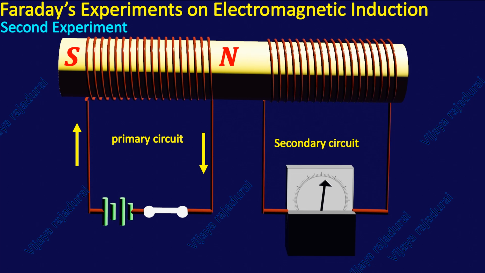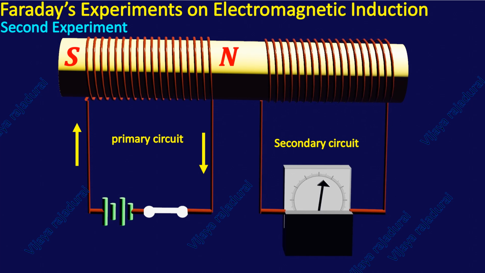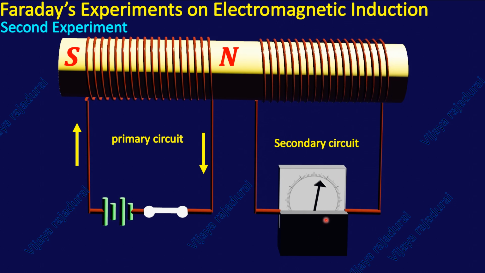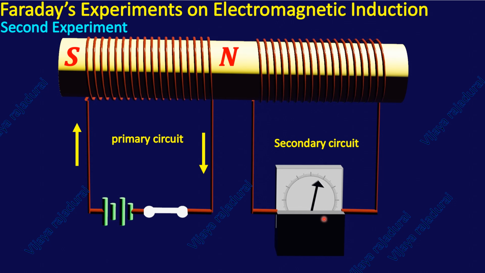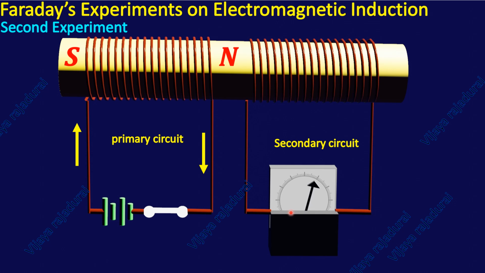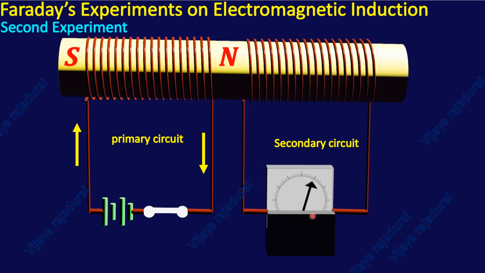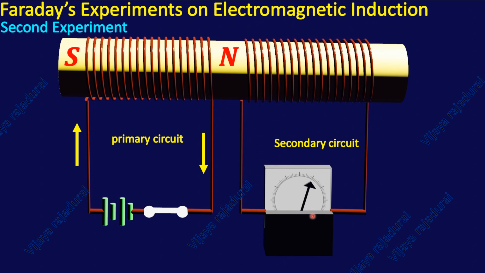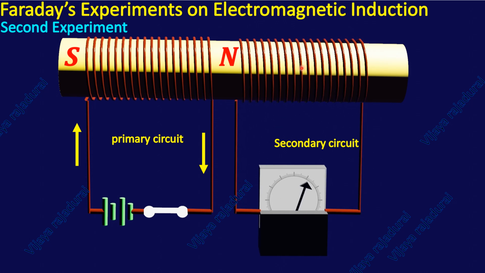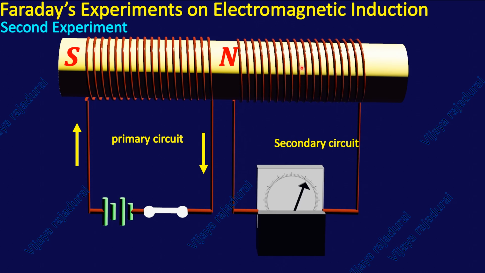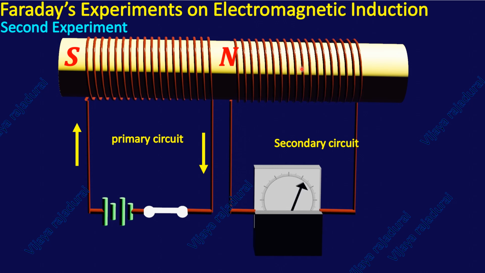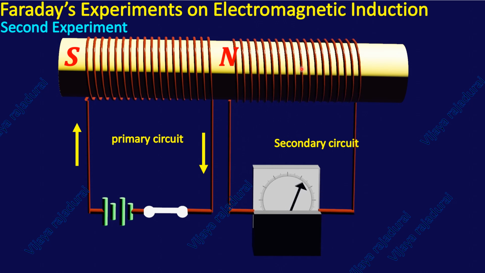Then he took another circuit called the secondary circuit, which consists of a coil and a galvanometer. Then he moved the secondary circuit towards the primary circuit. The galvanometer showed a momentary right side deflection. What does it mean? It means current is induced in the secondary coil. So in this way, he found another method to induce a current in the coil.